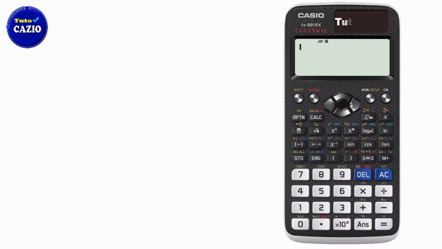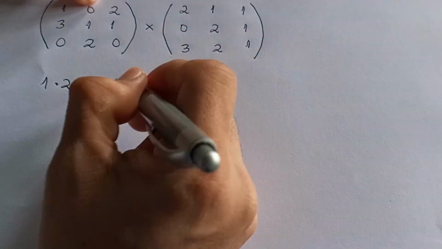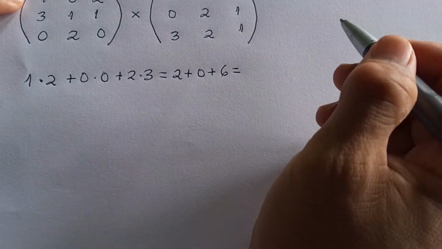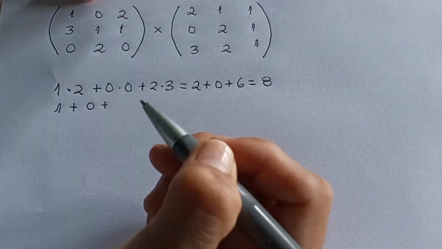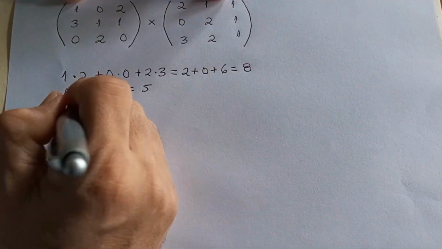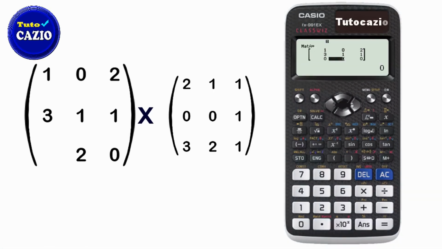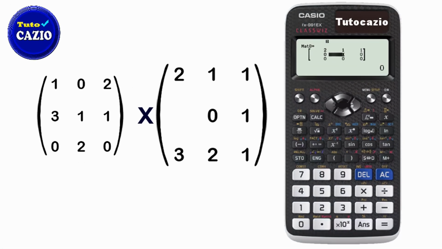Tired of spending endless minutes multiplying matrices by hand, with that constant fear of messing up a sign? What if I told you your CASIO calculator could do it for you in under 10 seconds? Today's the day you learn the forbidden calculator shortcut.